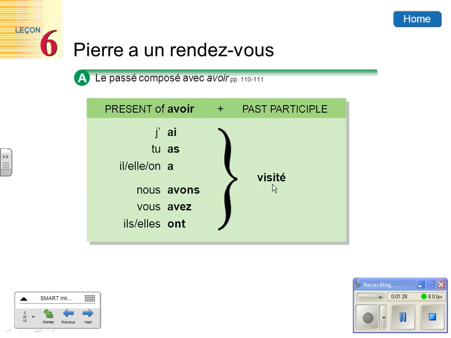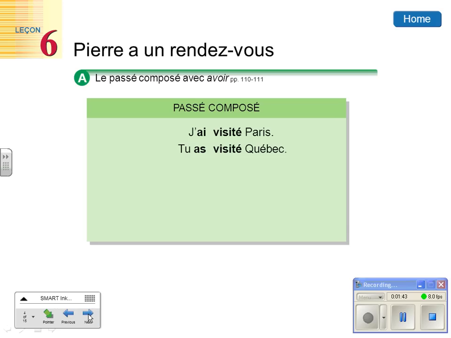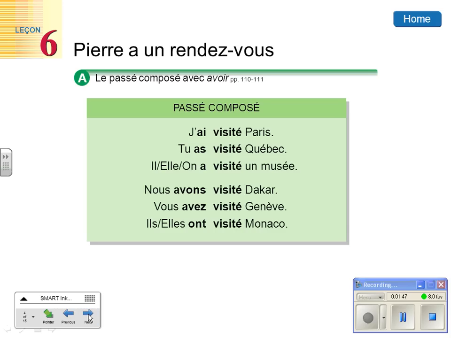Notice that the past participle does not change. The part of the verb that changes is avoir, but regardless of who was doing the visiting, we just use the same past participle. And then here you can see it written out where the past participle is not changing. So this is the passé composé of the verb to visit.